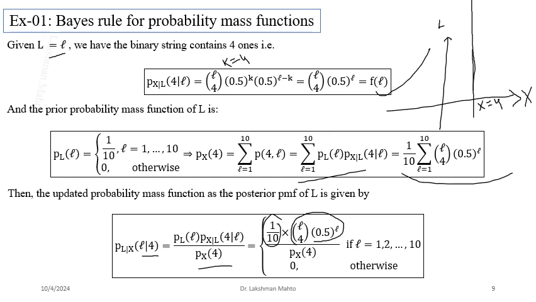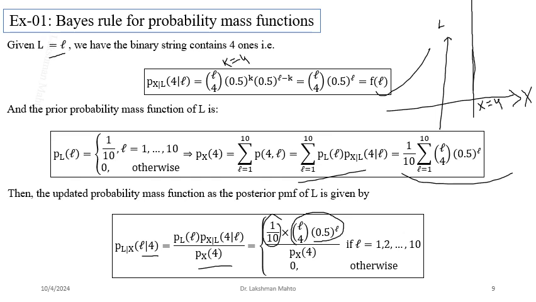4 is the value of x, not the value of L. It will come 0. Then the computation, you have to write it. You can simplify it. It is not like that.